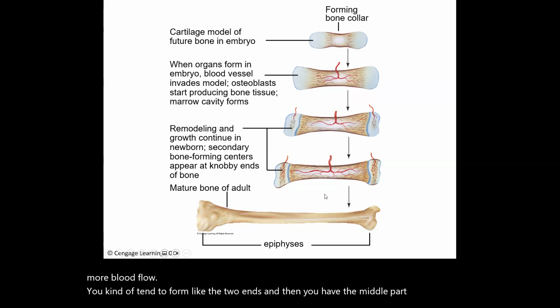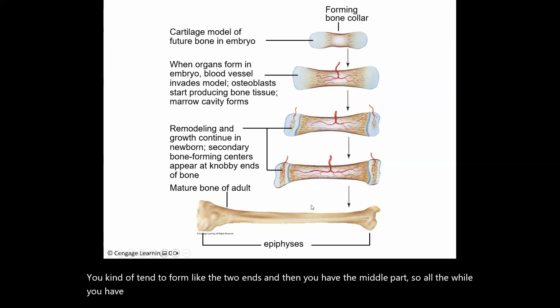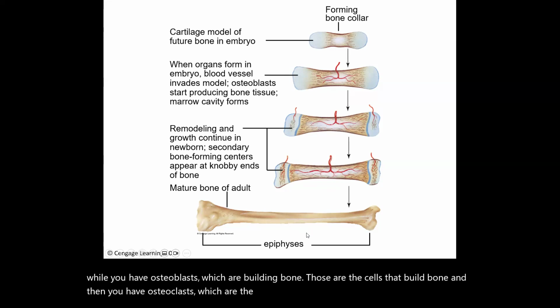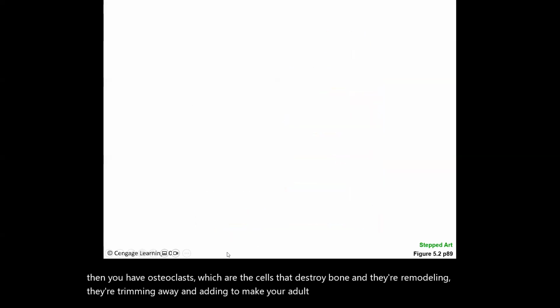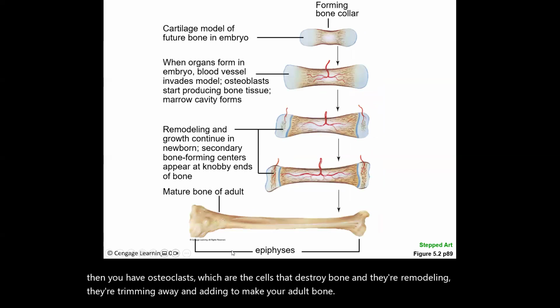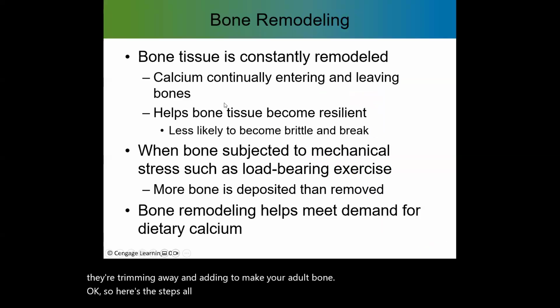So all the while you have osteoblasts, which are the cells that build bone. And then you have osteoclasts, which are the cells that destroy bone, and they're remodeling. They're trimming away and adding to make your adult bone. Okay, so here's the steps. All right. So bone's constantly being remodeled as you use your bone.